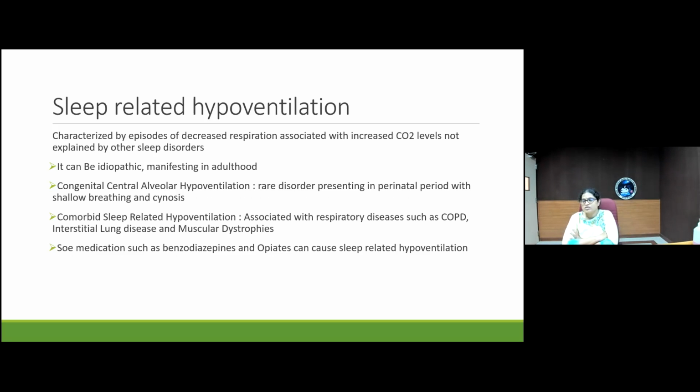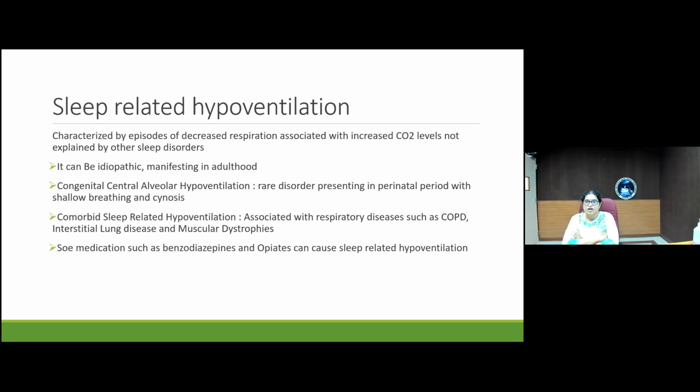Lastly, among the breathing-related sleep-wake disorders is sleep-related hypoventilation. Sleep-related hypoventilation is characterized by episodes of decreased respiration associated with increased carbon dioxide levels, not explained by other sleep disorders. It can be idiopathic and manifests in adulthood. The different variants that have been described are congenital central alveolar hypoventilation, which is a rare disorder that presents in the perinatal period, wherein the infant can present with shallow breathing and cyanosis.